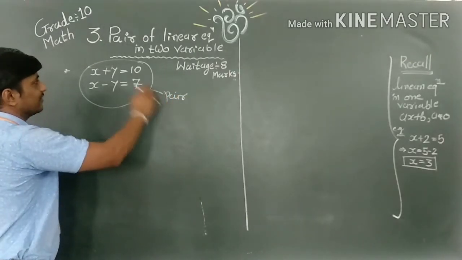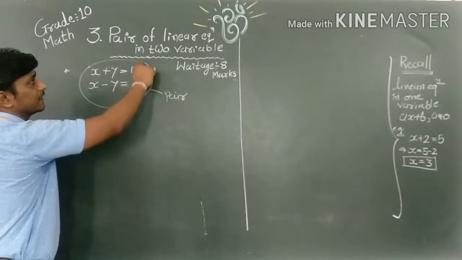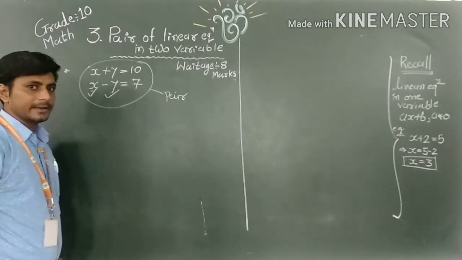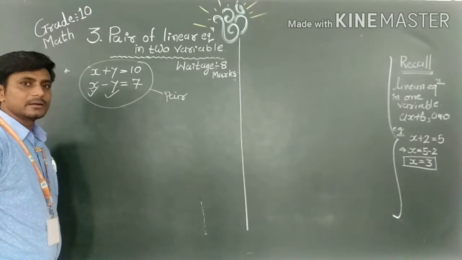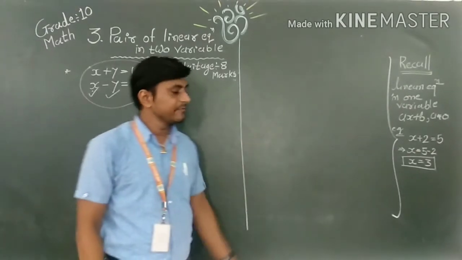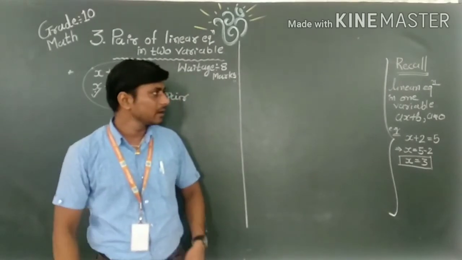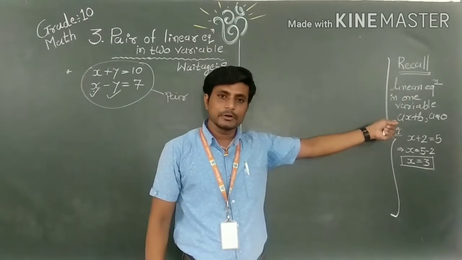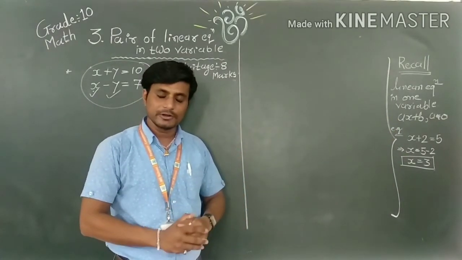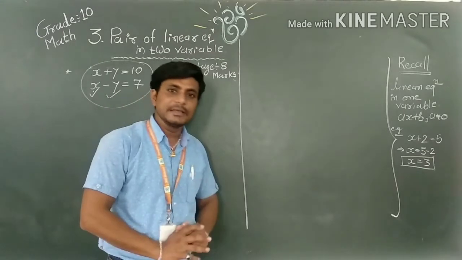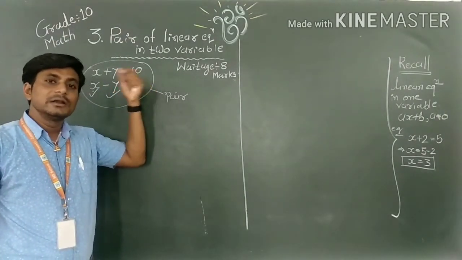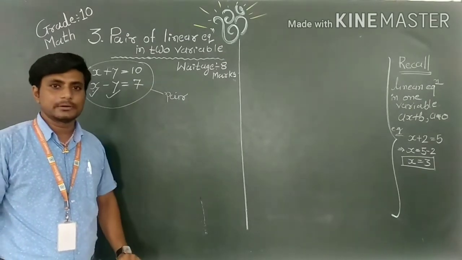Okay. Pair of linear equations in two variables. Here we use two variables x and y. I hope you all have understood. Now, in our previous video, we already learned the standard form of a linear polynomial, a quadratic polynomial, and a cubic polynomial. Similarly, here we write the standard form of a linear equation in two variables.